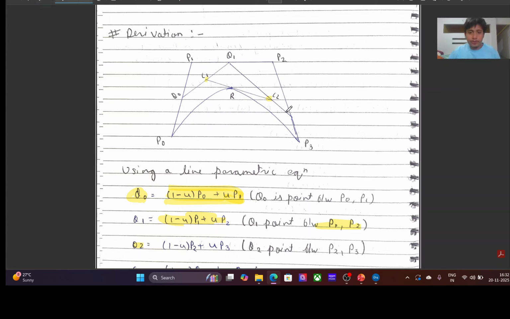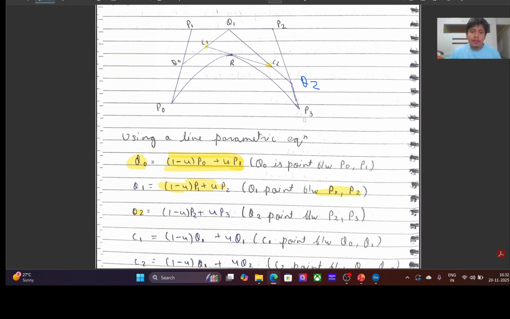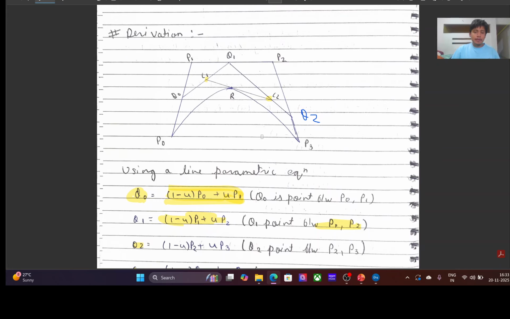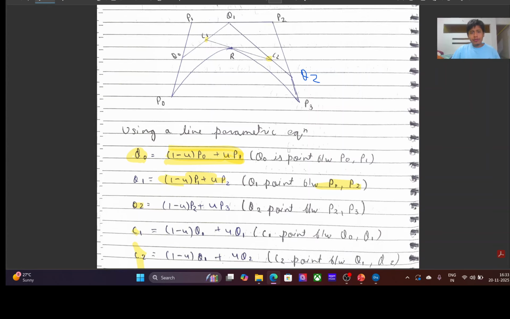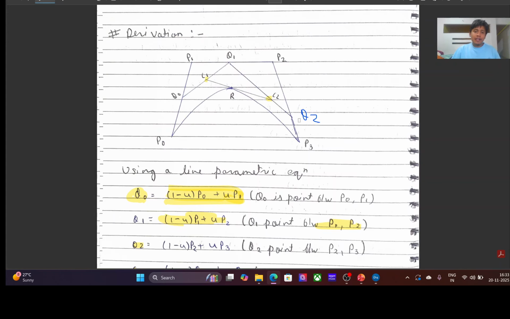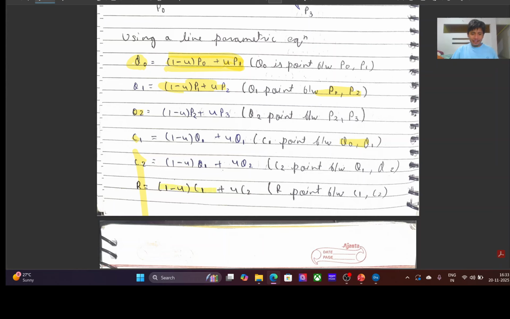Oh, actually I forgot to write. This is actually Q2. Okay, so yeah, this is Q2. We have found C1, C2. It's literally the same for everything. Now C2 has become the midpoint. So the formula would be between Q0 and Q1, like we did with P0 and P1. Okay, now for C2 we did Q1 and Q2, and we have R here. R has become the midpoint for C1 and C2. The formula would be like that.